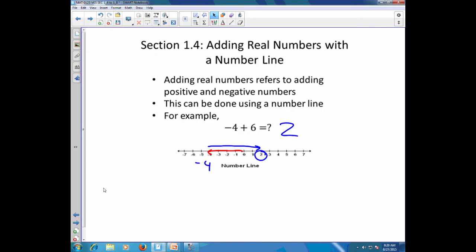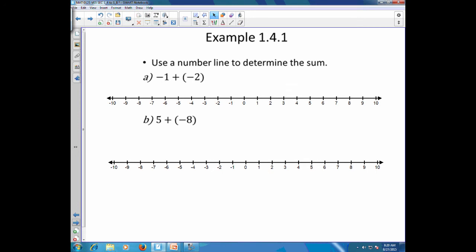So now let's practice using the number line to add some real numbers. We start from 0, and we want to add -1 plus -2. So we're going to start at 0, and then we're going to go to the left 1 to -1. And so now we have -1 plus -2, so we want to go to the left 2 more. And -1 plus -2 will give you -3.